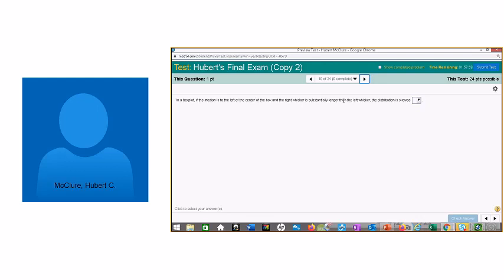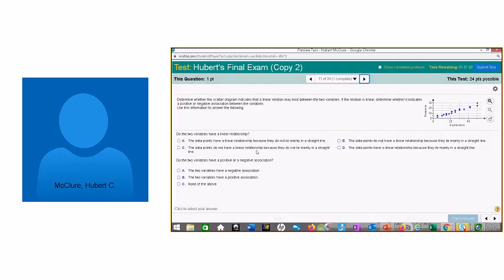Box plot. What is a box plot? If the median is to the left of the center of the box, that's skewed what? Right. So I saw 2 questions so far that is basic. Correlation, 4. There were 2 correlation questions and 2 easy questions. So I see 4 questions so far that are simple.